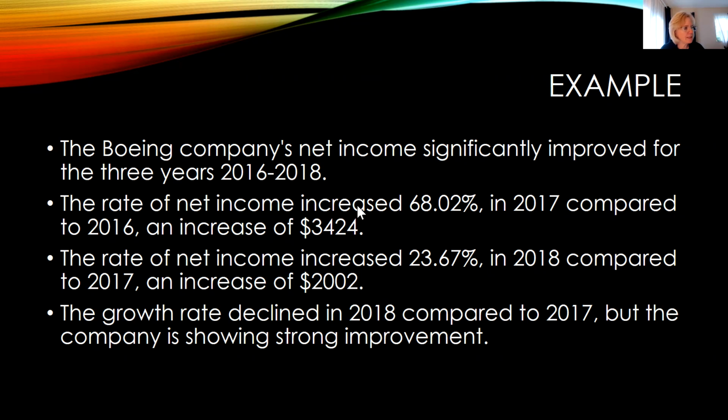The rate of net income increased 68.02% in 2017 compared to 2016, an increase of 3,424. Okay. The rate of net income increased 23.67% in 2018 compared to 2017, an increase of 2,002. So they've got everything there. And then that last statement is saying the growth rate declined in 2018 compared to 2017, but the company is still showing strong improvement. Okay, so that's a really good example.